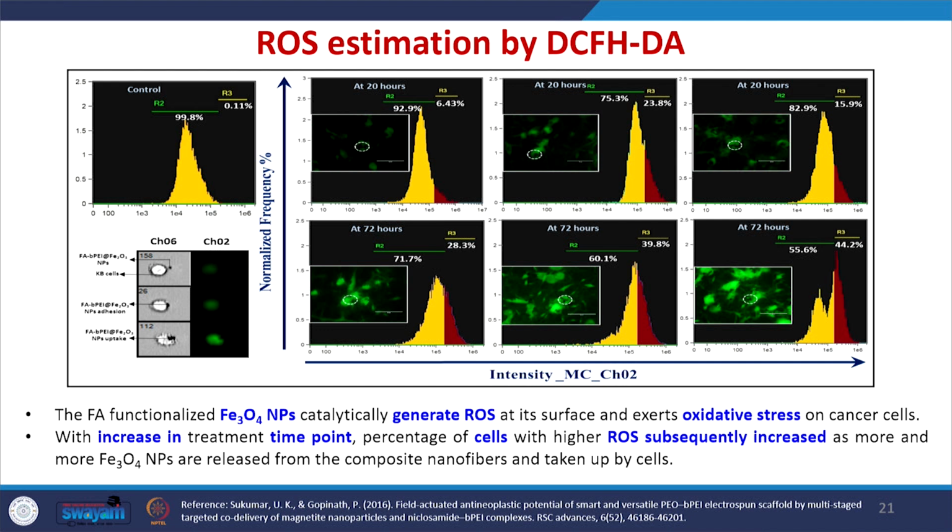With respect to the time also, we can see the ROS production is high. For example, in this case, this is a folic acid functionalized Fe3O4 nanoparticle, and that generates the reactive oxygen species. And we can see here with the increase in the time, the fluorescence is increasing. That means the nanoparticle is released from the nanofiber and it is inducing more ROS. That is why you are able to see more fluorescence. And you can also see that by using the flow cytometer, we can quantify the fluorescence. So, by using this assay, we can do the time dependent as well as the concentration dependent studies for understanding the reactive oxygen production by the nanoparticle.